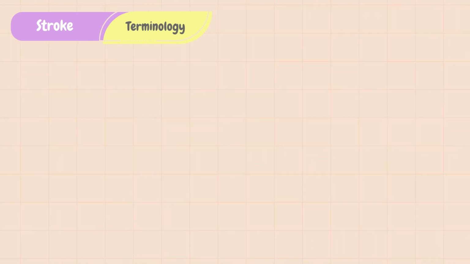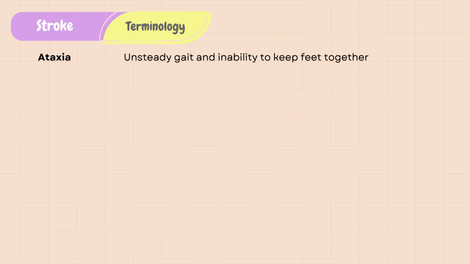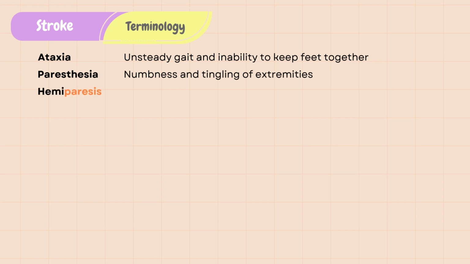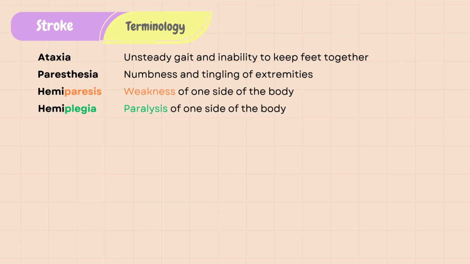Lastly, I will go over some common terminology used when describing stroke symptoms. For example, ataxia means unsteady gait and inability to keep feet together. Paresthesia refers to numbness and tingling of extremities. Hemiparesis refers to weakness of one side of the body, such as face, arm, and leg on the same side. Hemiplegia is paralysis of one side of the body.